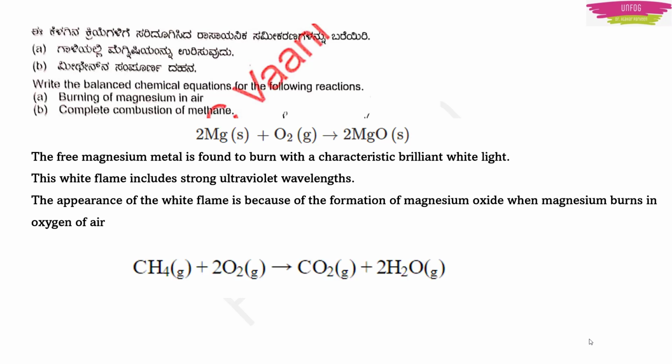Okay. Now next is complete combustion of methane. You should write a chemical reaction like this. Methane plus oxygen will give rise to carbon dioxide and water. Then again you have to balance the chemical equation.